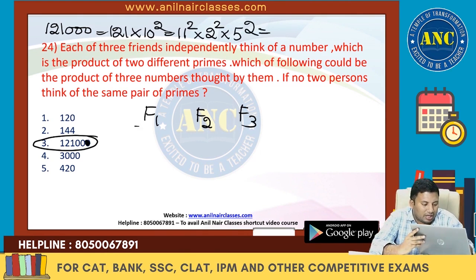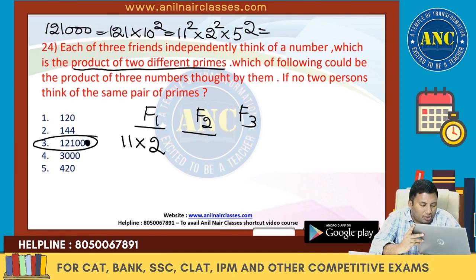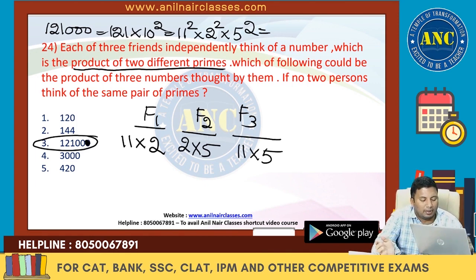First, one thinks about a number which is the product of 2 different primes. I can take 11 into 2 here. Another one can think 2 into 5. Another one can think 11 into 5. What is the multiplication of all these 3? 11 into 11 is 11 square, 2 into 2 is 2 square, 5 into 5 is 5 square.